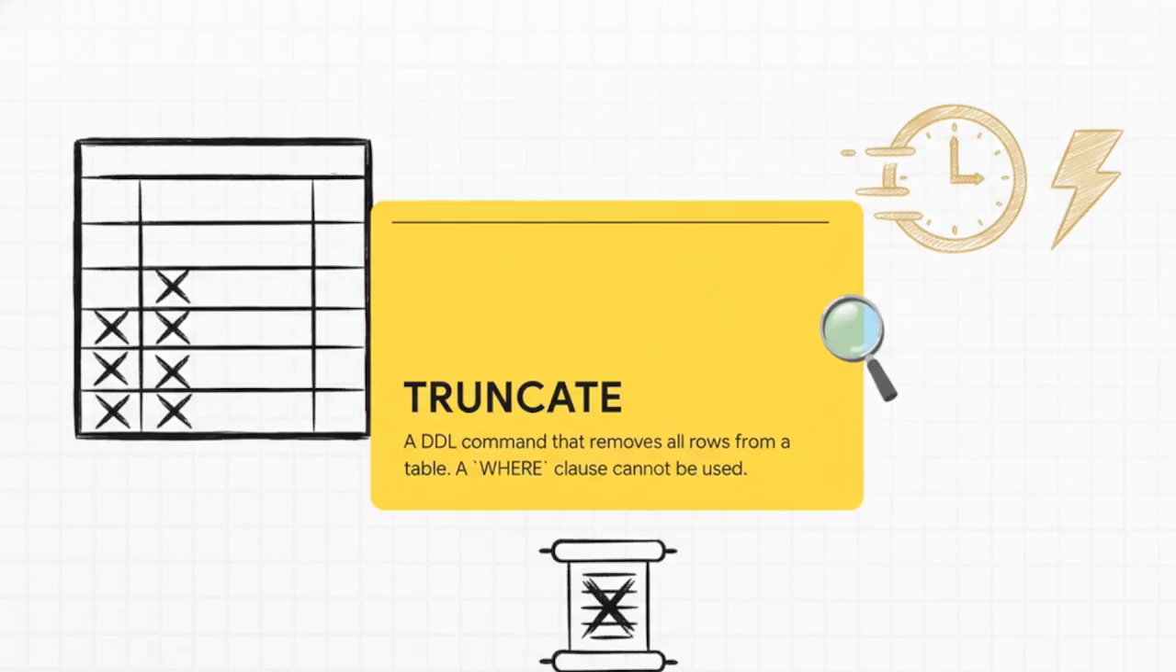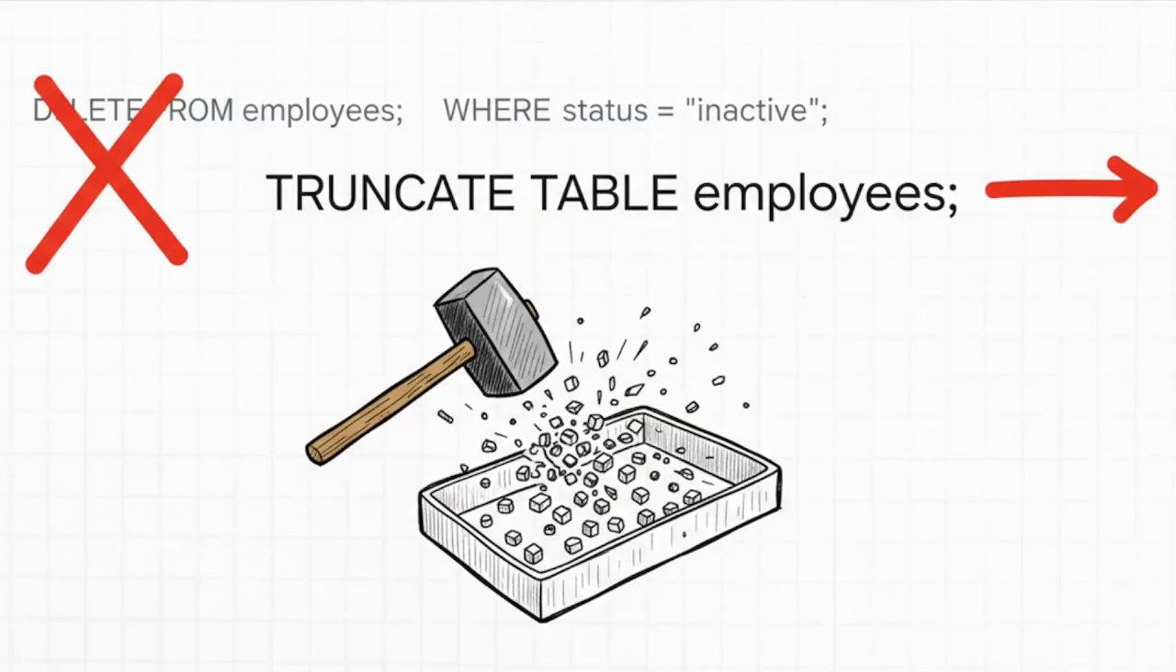It's not going row by row manipulating data. Nope, it's basically redefining the table as empty. It's way, way faster because it doesn't bother logging every individual row it removes. And just look at that syntax. It is as blunt as a sledgehammer. Truncate table EMP mail. That's it.